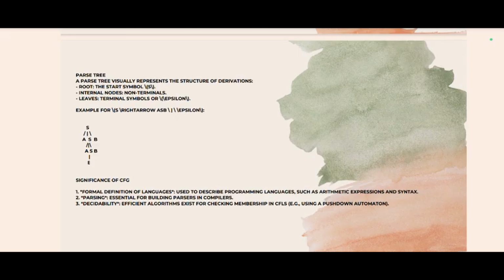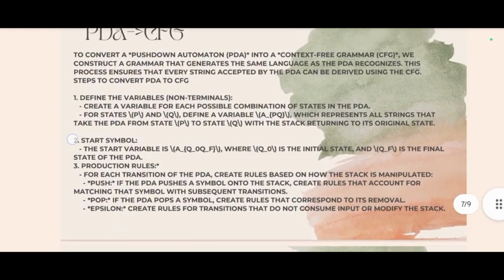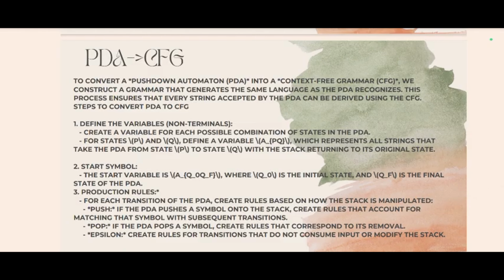Example, using a pushdown automaton. PDA to CFG. To convert a pushdown automaton into a context-free grammar, we construct a grammar that generates the same language that the PDA recognizes. This process ensures that every string accepted by the PDA can be derived using the CFG.